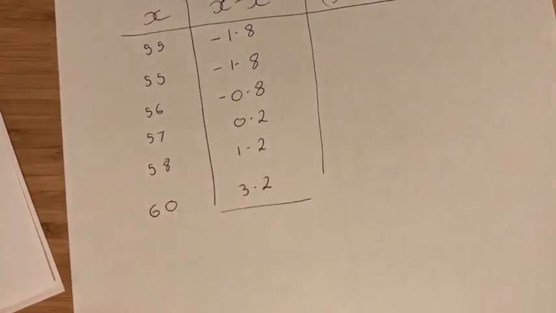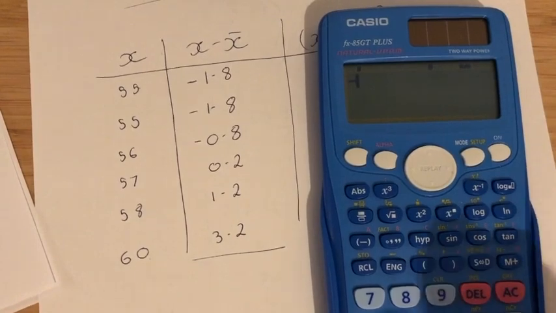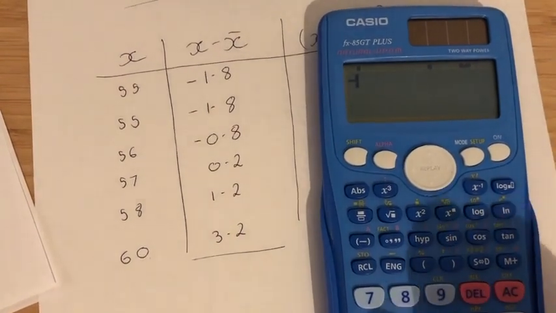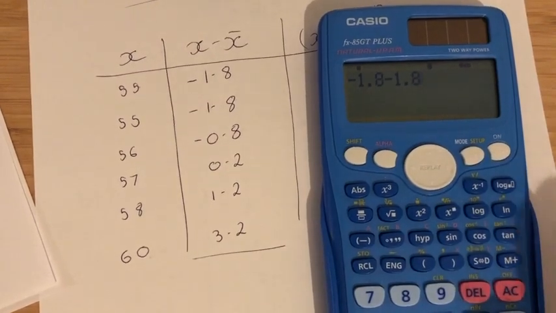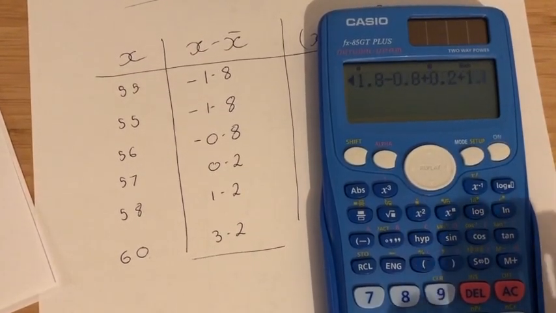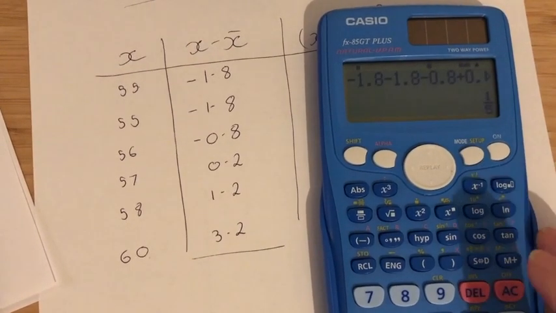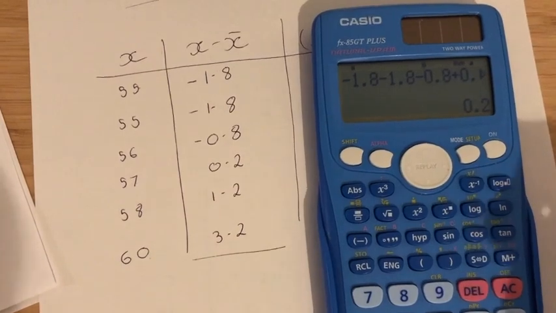Alright, now, I said before that when we add these together, we're going to have 0. So let's just see what happens this time. Negative 1.8 minus 1.8 minus 0.8 plus 0.2 plus 1.2 plus 3.2 equals... And now this time we've got 0.2 rather than 0.